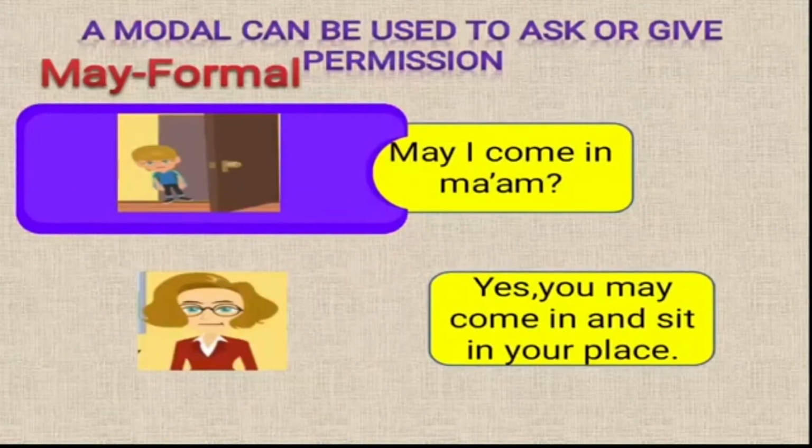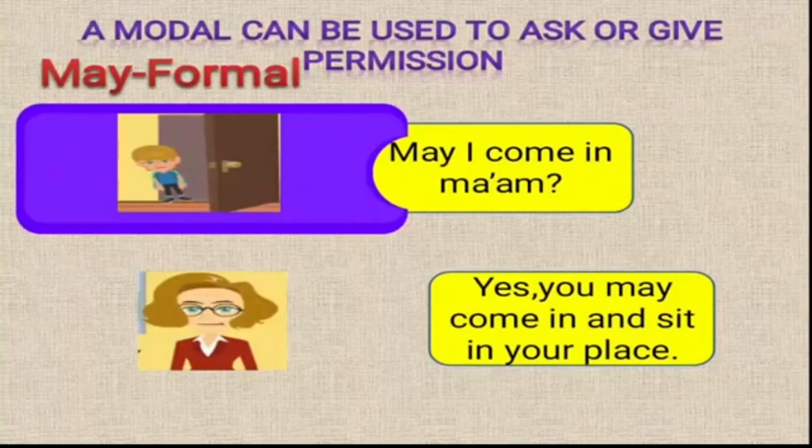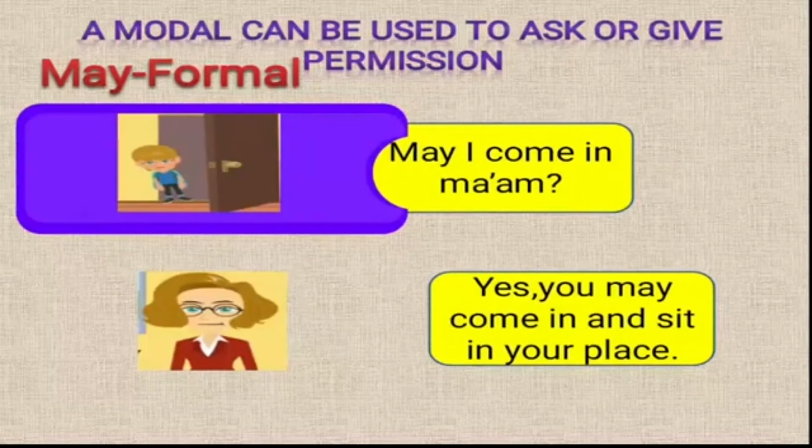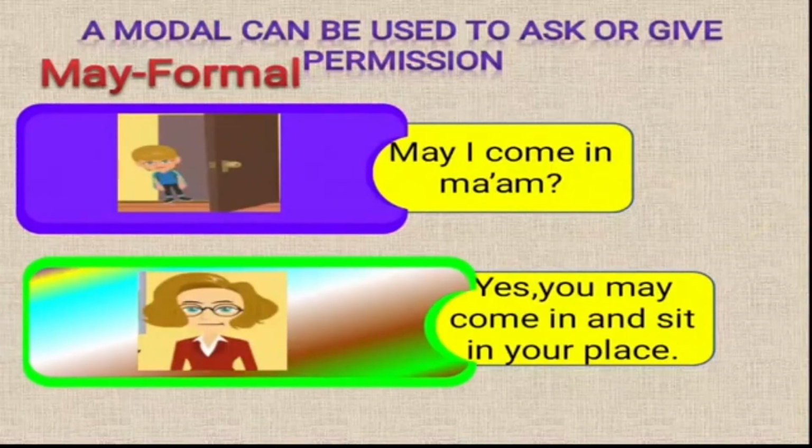Now, a modal can be used to ask or give permission. Very important. So, which modal would you choose to ask or give permission? Depends upon the person you are speaking to. Yes. So, if the person is someone respected, an elderly person, an unknown person you do not know, or somebody formal, you have to use may in the formal situations. For example, may I come in, ma'am? And your teacher says, yes, you may come in and sit in your place. So, may is used for both asking and giving permission.